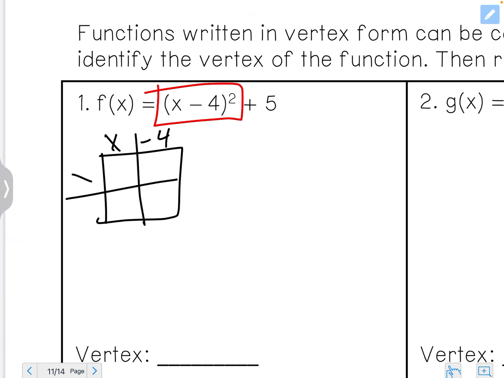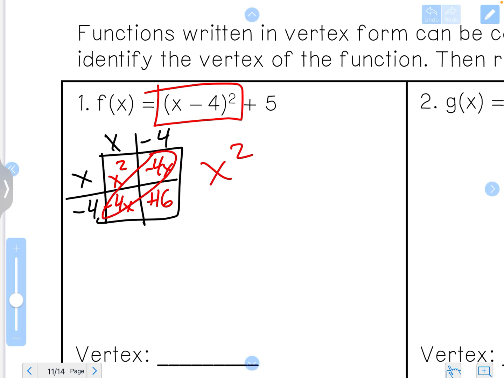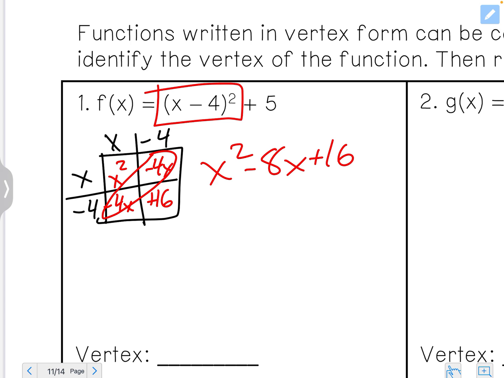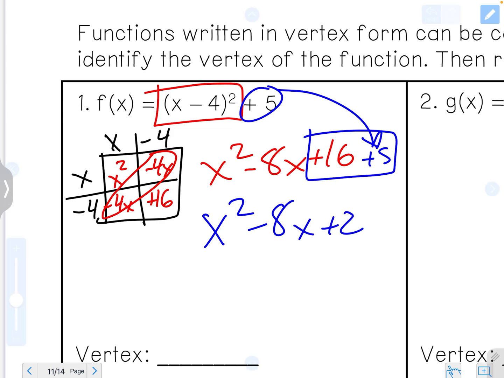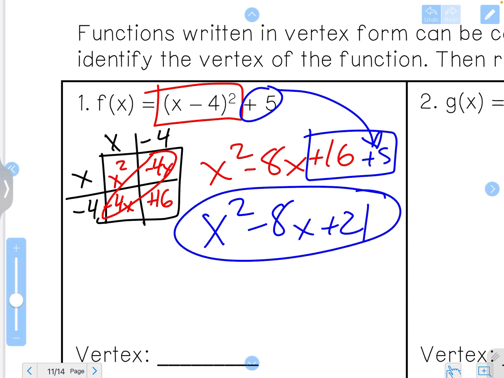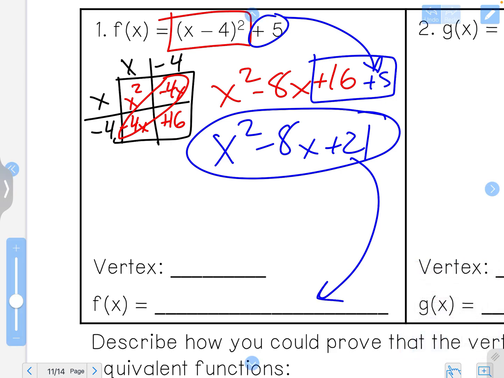Do x minus 4, x minus 4. Let me switch to red to color code things a little bit more. So we get x squared minus 4x plus 16. And if we combine our like terms, we get x squared minus 8x plus 16. And then, go away box. We're just going to simply bring down our plus 5, and we're going to combine our like terms. So we get x squared minus 8x plus 21 is our standard form equation, which should go right there.